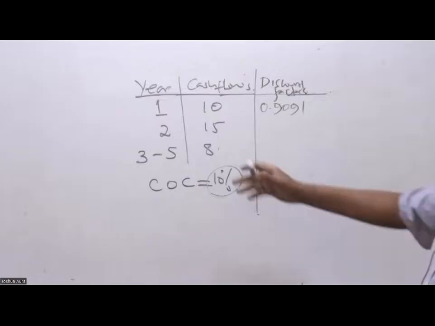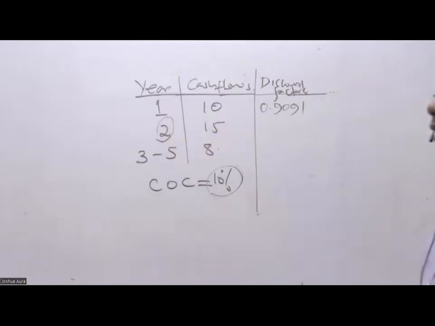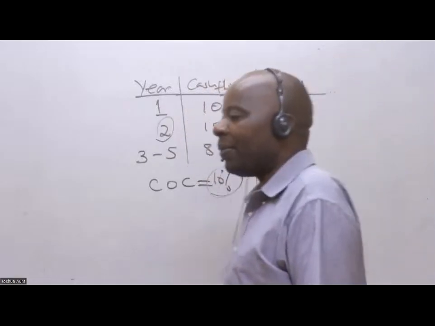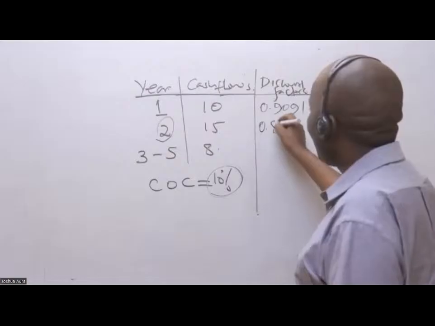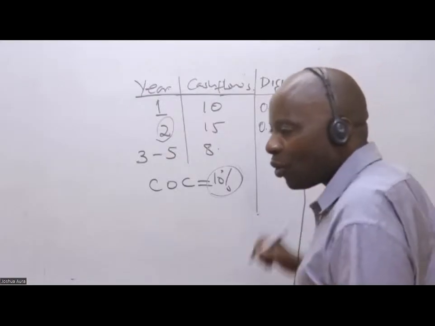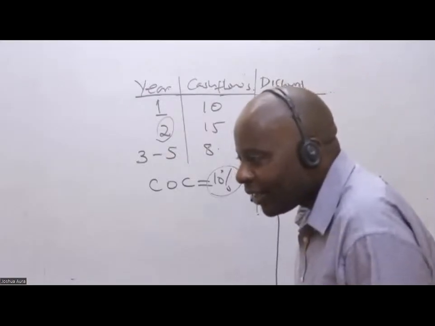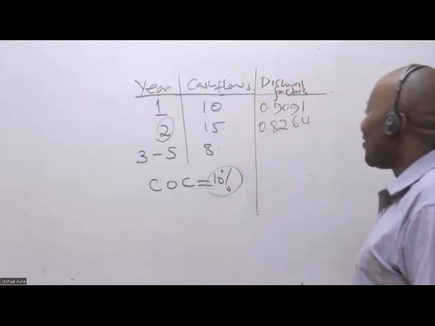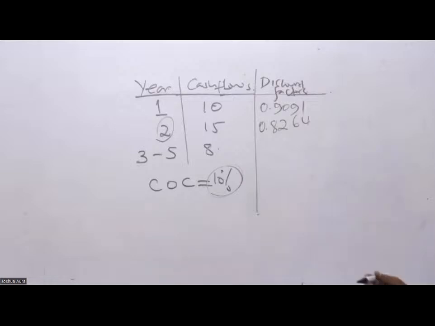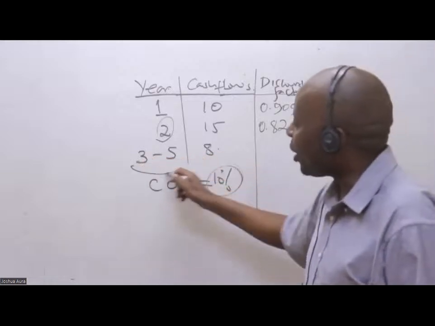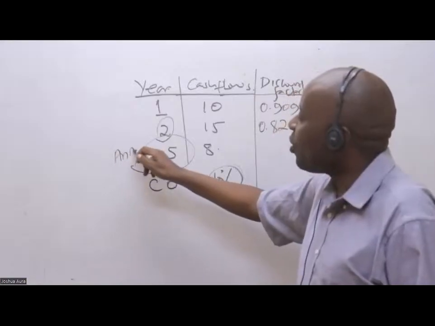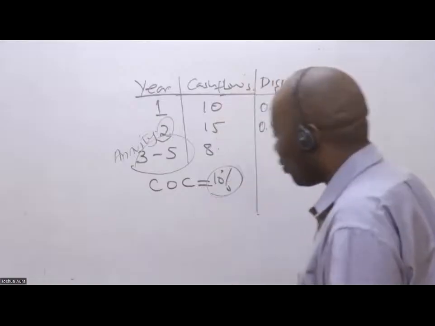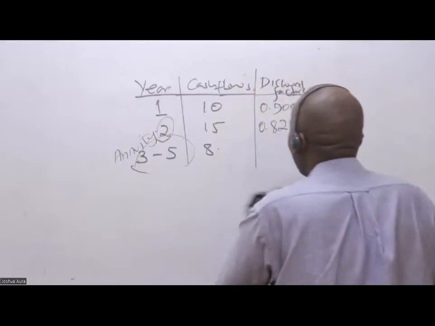How about 10% end of year 2? 10% end of year 2 is 0.8264. And then now we are talking about annuity. Here you have to be very careful, ladies and gentlemen.